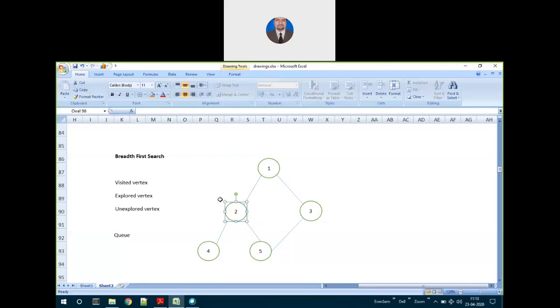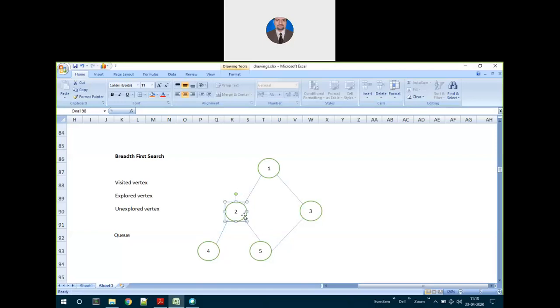For example, if I want to explore vertex 2, what should I be doing? I should be visiting all its neighboring or adjacent vertices. So what are the adjacent vertices to 2? It is 1, which is already explored. Then the remaining two are 4 and 5. So if I visit 4 and 5, then I can say 2 is also explored, because I would be visiting all the vertices which are adjacent to this particular vertex 2.